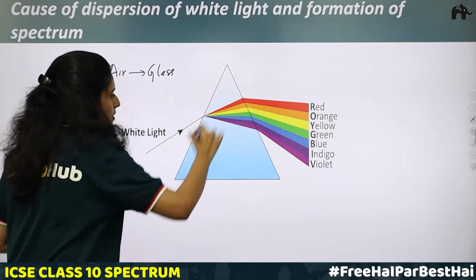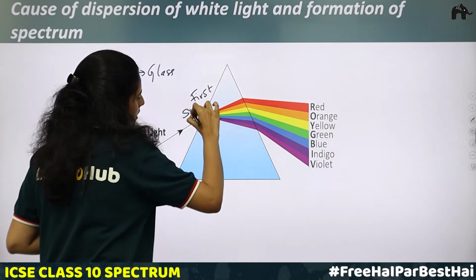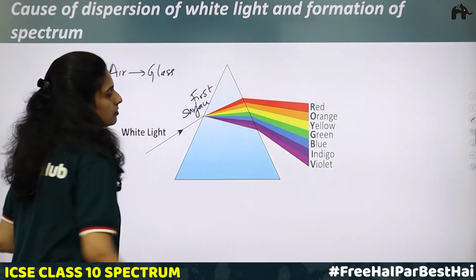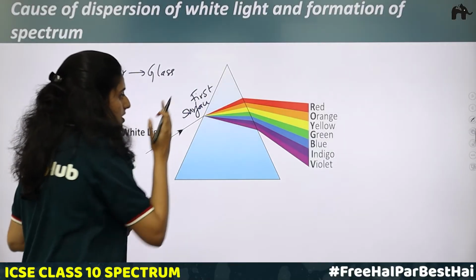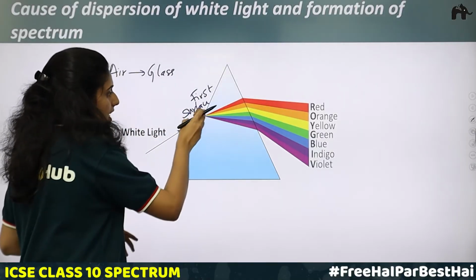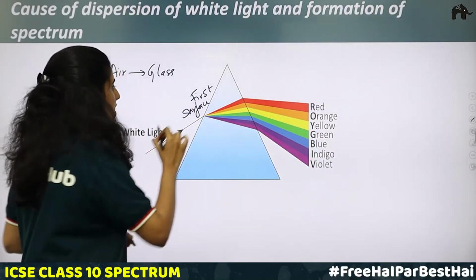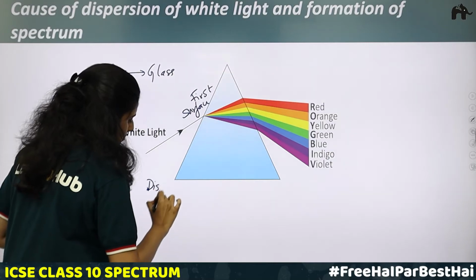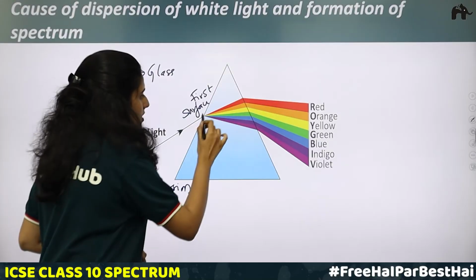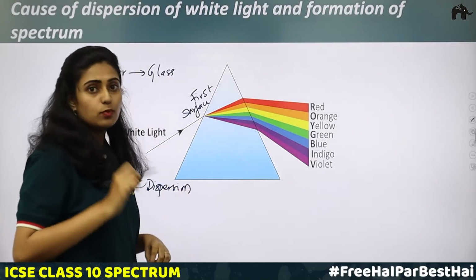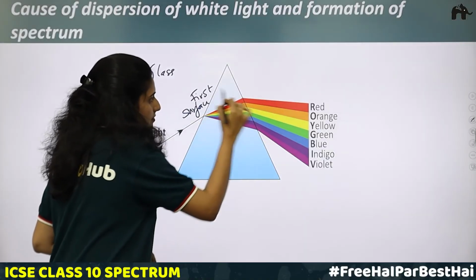So here this is the first surface of the prism that we are considering. In the first surface, which phenomenon is happening? You can see the bending of light is taking place, that is, refraction is taking place. You can see the splitting of light. So dispersion is happening here, and different colors of light will take different paths depending on their wavelengths. So they are having different paths.